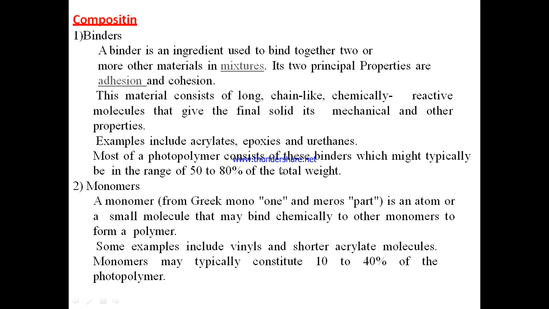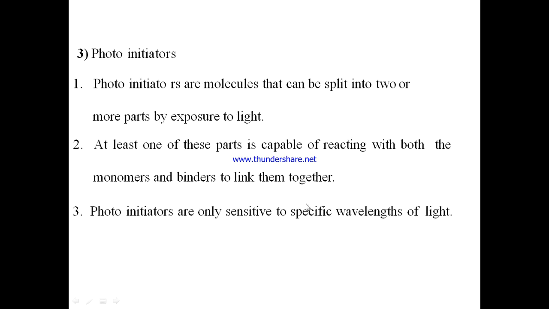So most of the photopolymer consists of these binders, which might typically be in the range of 50 to 80% of the total weight. Next is monomers. A monomer, from a Greek word, mono means one and mers means a part. It is an atom or a small molecule that may bind chemically to other monomers to form a polymer. Some examples include vinyls and shorter acrylate molecules. Monomers may typically constitute 10 to 40% of the photopolymer.